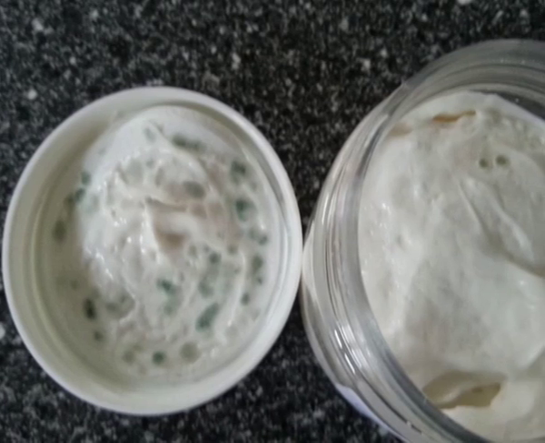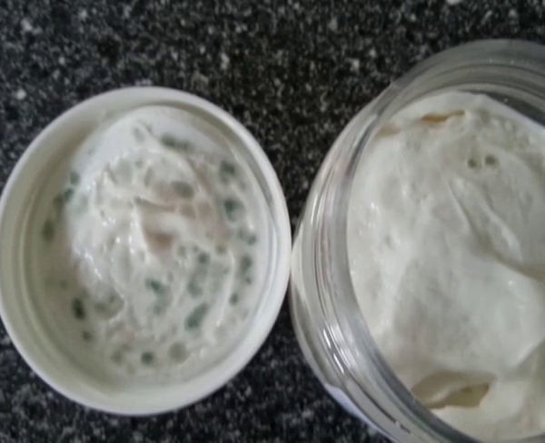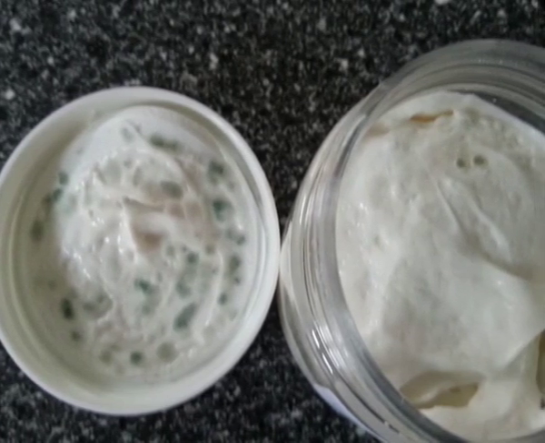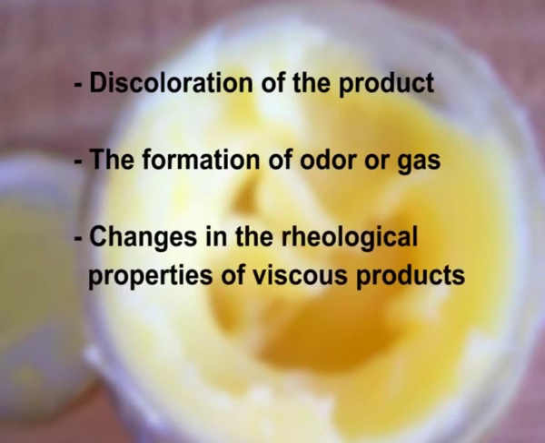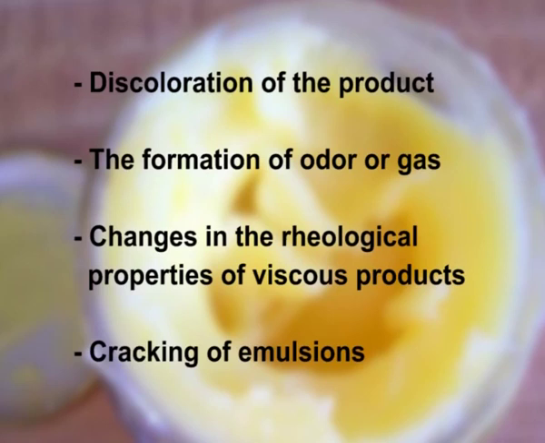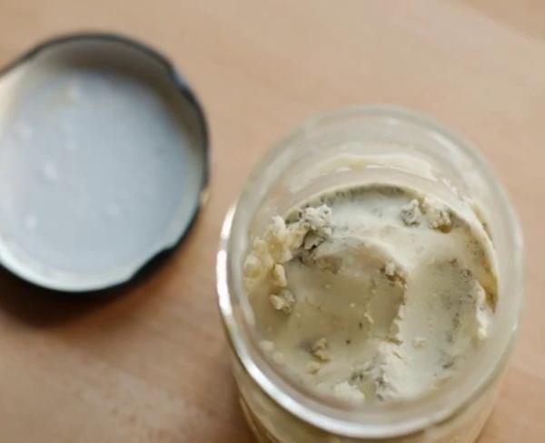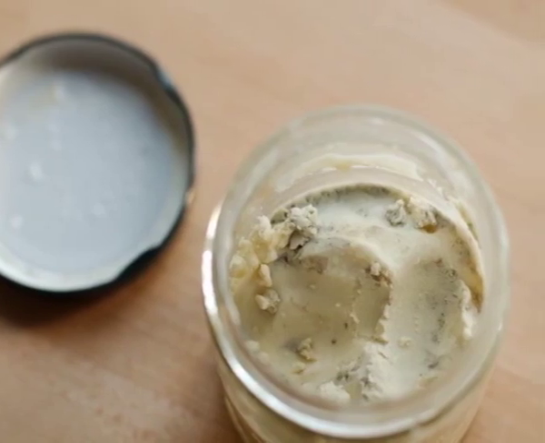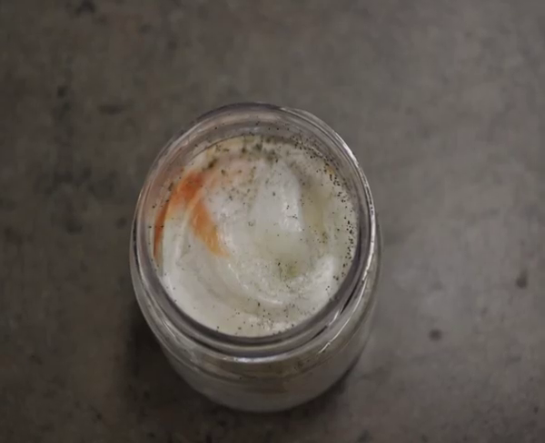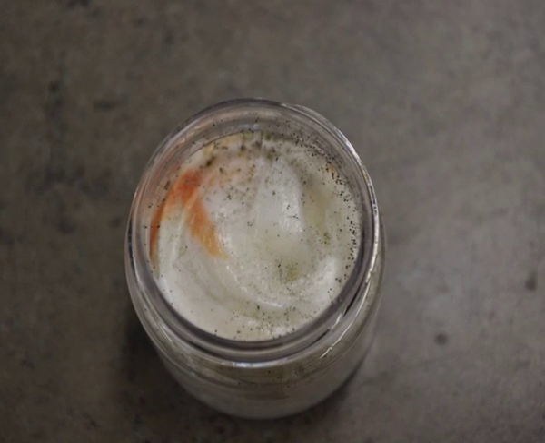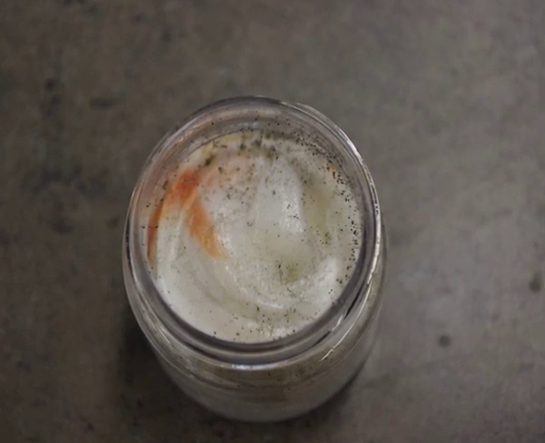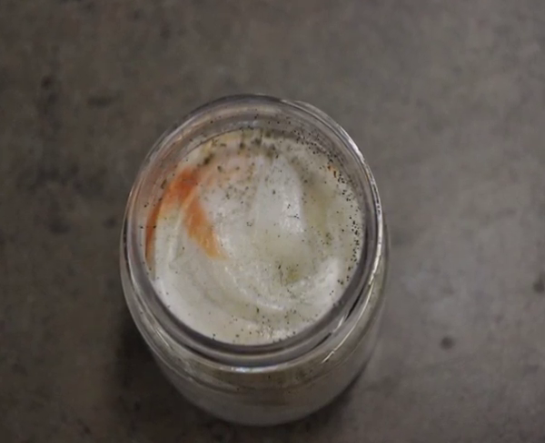Action of microorganisms on cosmetics. A number of adverse effects due to the growth of microorganisms in cosmetic products are evident. These include discoloration of the product, the formation of odor or gas, changes in the rheological properties of viscous products, cracking of emulsions, etc. The visual evidence of growth of pigmented fungi on the surface of a cream can be most disconcerting to the customer who has paid a heavy price to purchase it and had expected some good results from it.